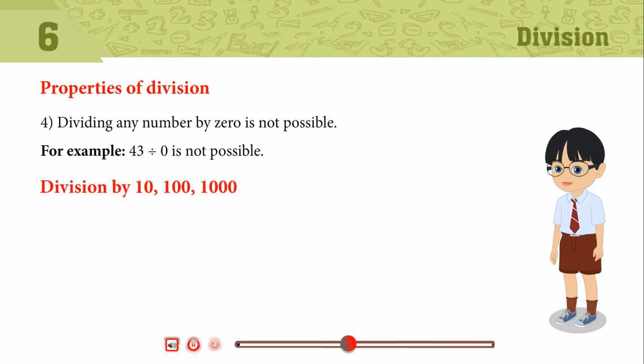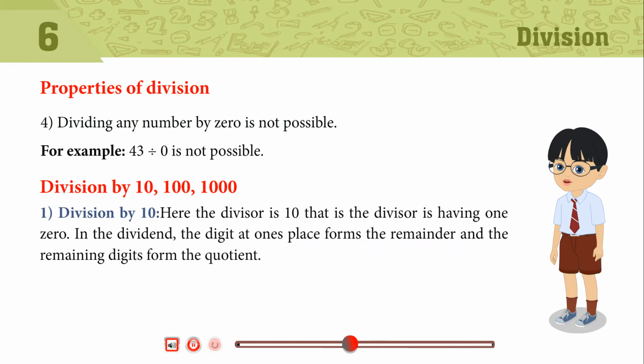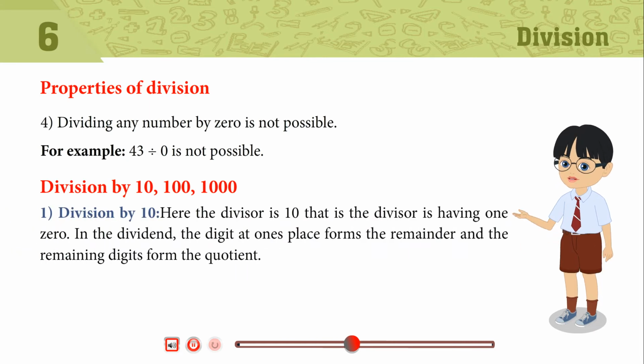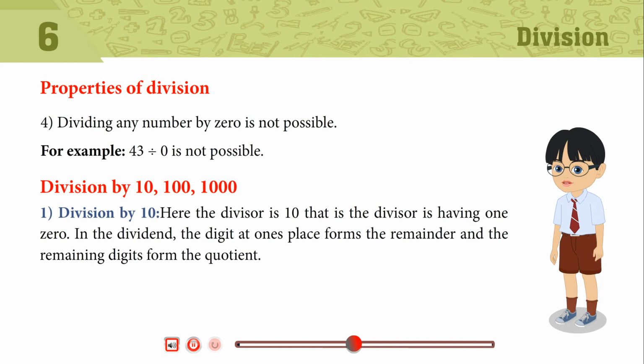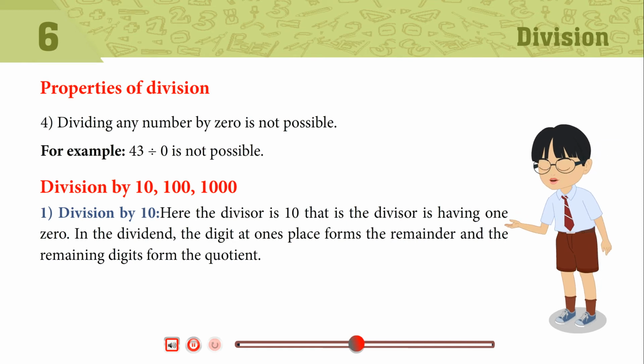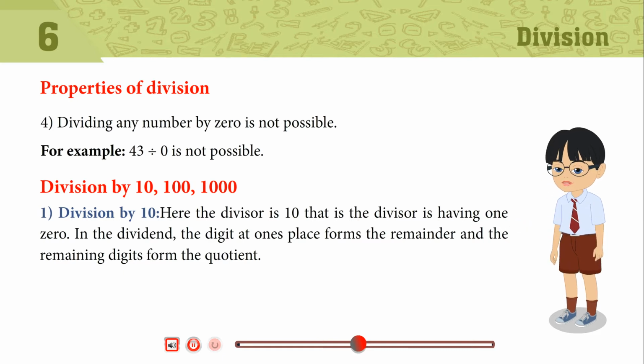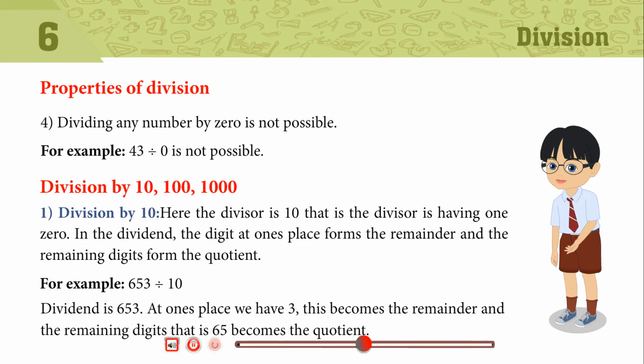Division by 10, 100 or 1000. 1. Division by 10. Here the divisor is 10, that is, the divisor has 1 zero. In the dividend, the digit at the ones place forms the remainder and the remaining digits form the quotient. For example, 653 divided by 10, dividend is 653.